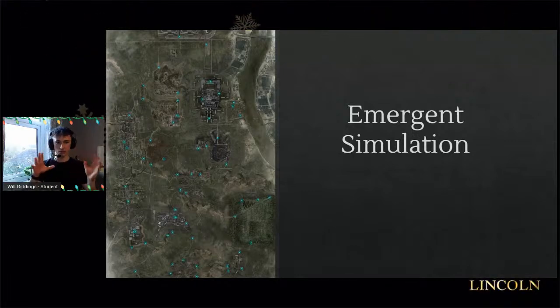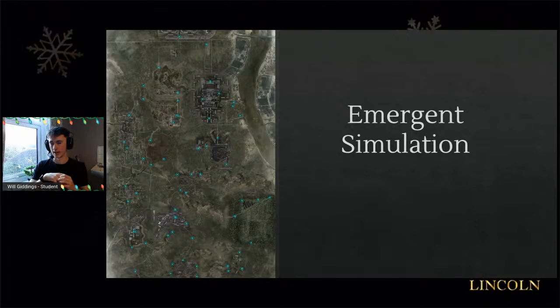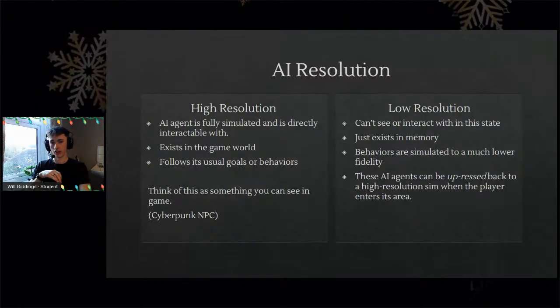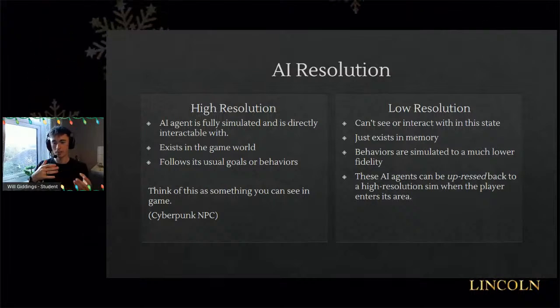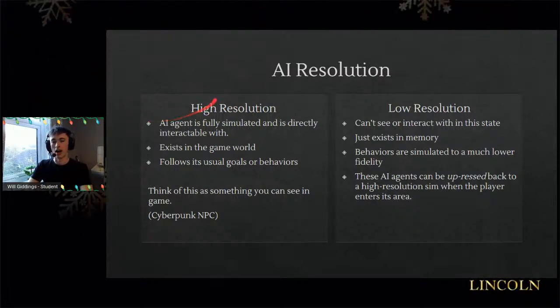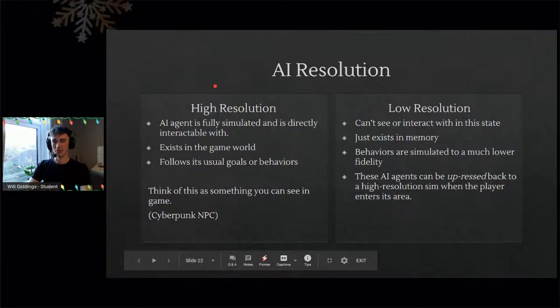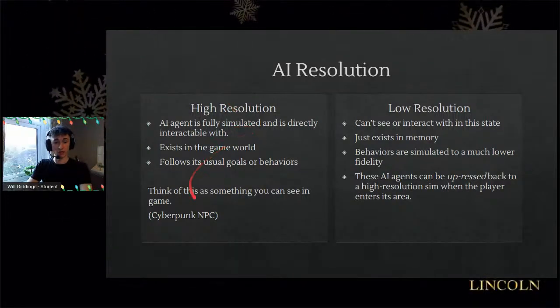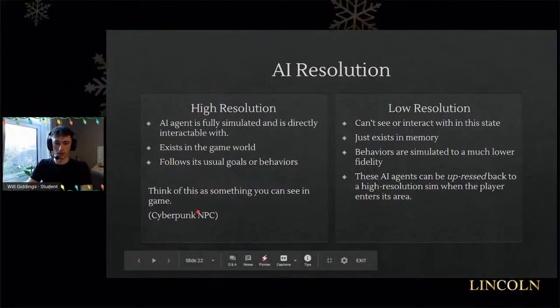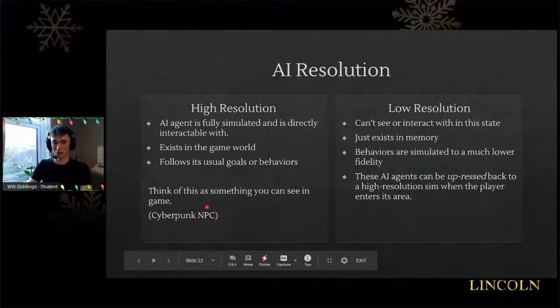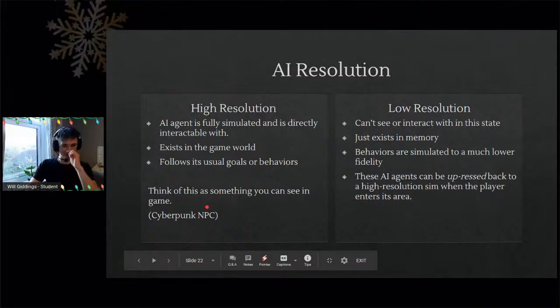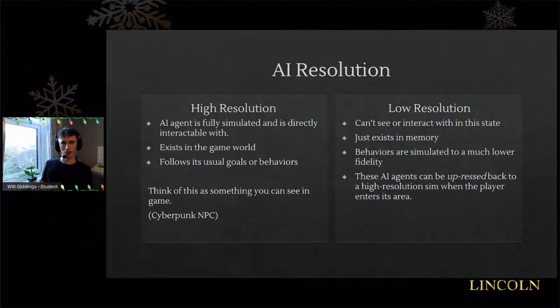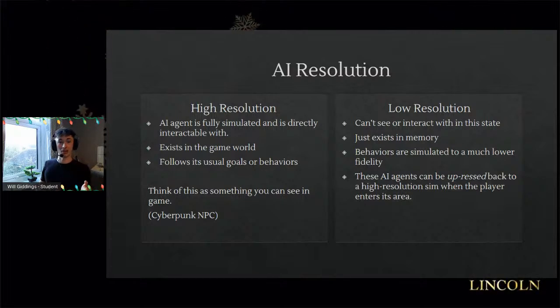So, yeah, with this rough idea of emergent simulation, simulating stuff that we can't see as well as what we can see, we need to bear in mind this idea of AI resolution. In a typical game with AI and NPCs, every single AI agent on the map is going to be a high resolution one, right? And what I mean by high resolution is it's fully simulated. If you think of an NPC that you might see in Cyberpunk, probably in bad taste for me to bring that up, I wrote this before Cyberpunk came out, you're seeing them in full simulation, walking around. You can interact with them, shoot them if you wanted.